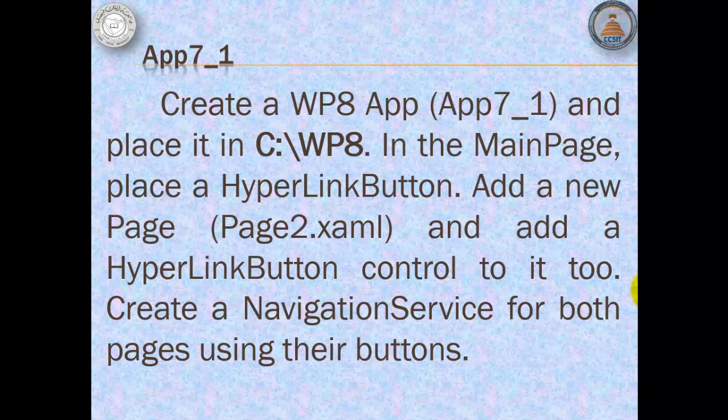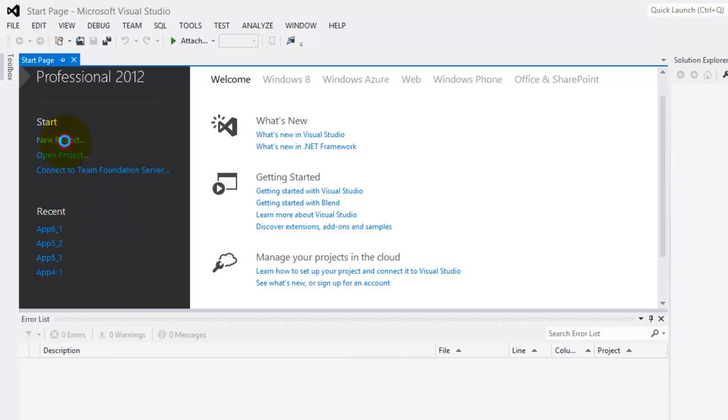In the main page, we're going to place a hyperlink button. Then we will add a new page and add a hyperlink button control to it too. Then we will create a navigation service for both pages using their buttons. Let's create our project.